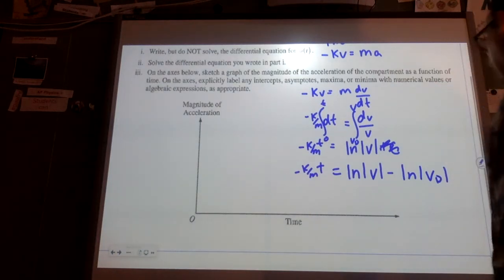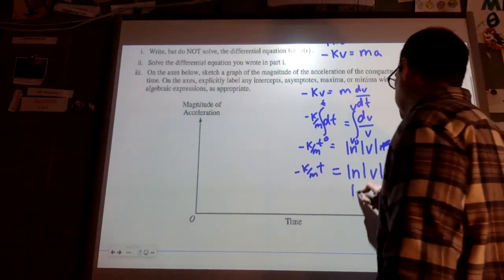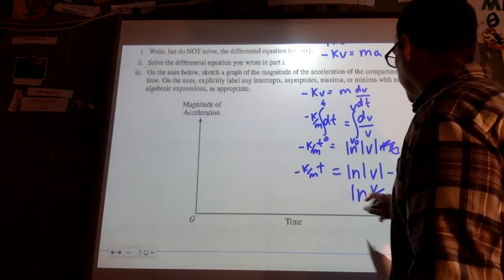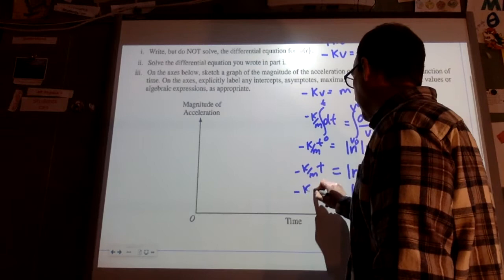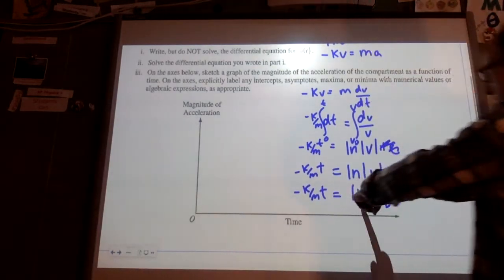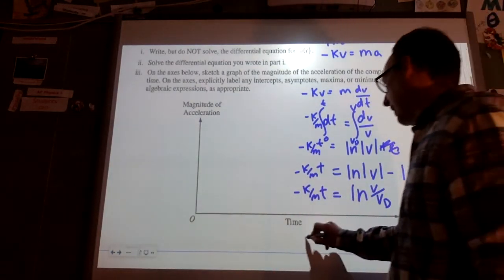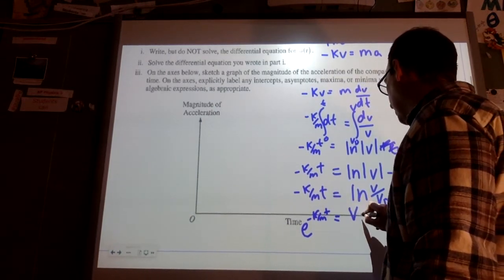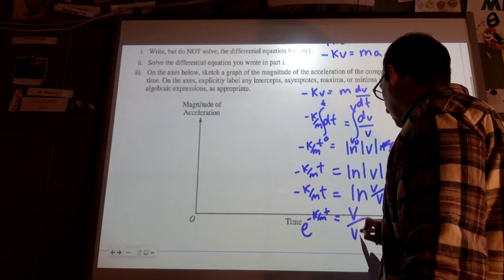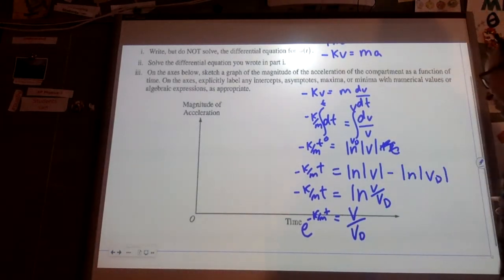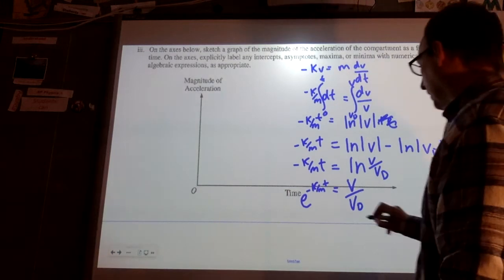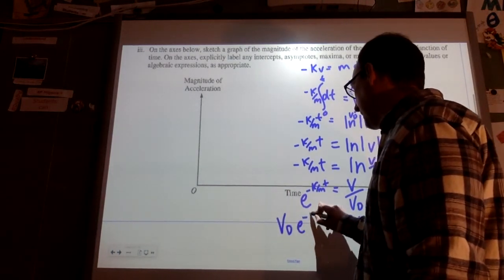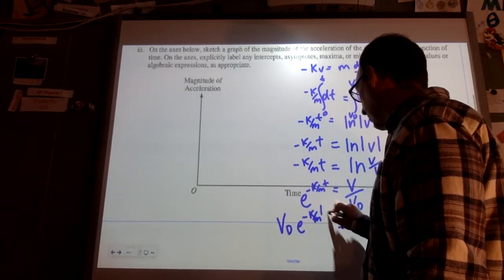All right, then I know if I subtract, it's the same as dividing, so this is going to be the natural log of V over VD, and then I can undo the natural log with E. So I'm going to have E to the minus K over M T is equal to V over VD. And so V is going to be equal to VD E to the minus K over M times T.